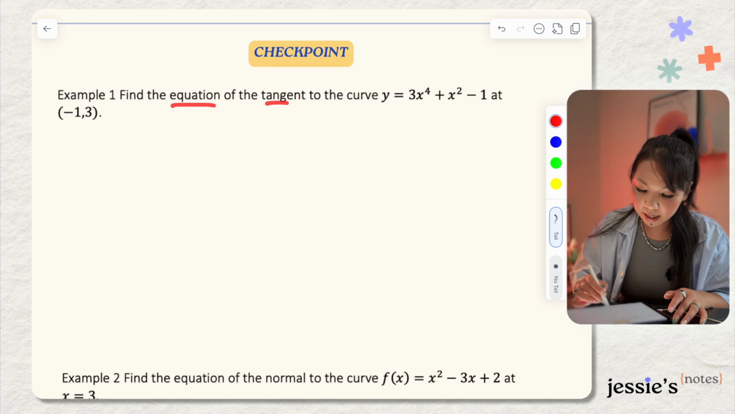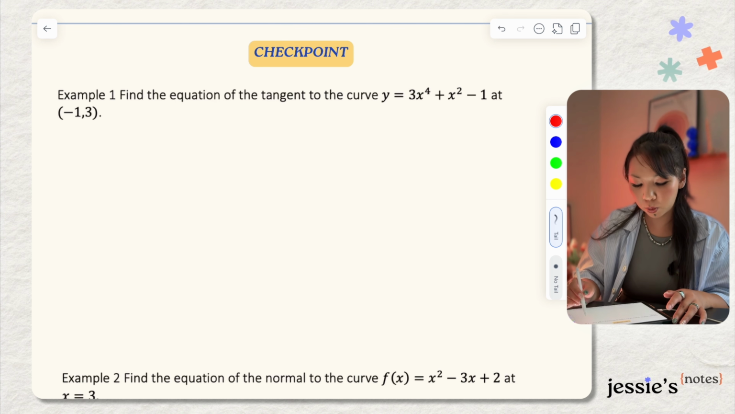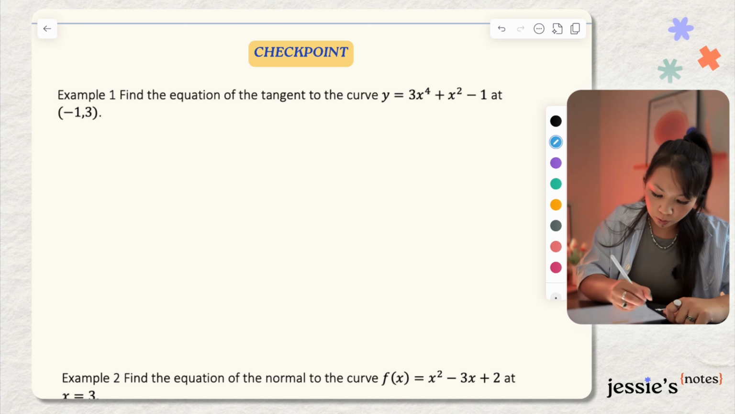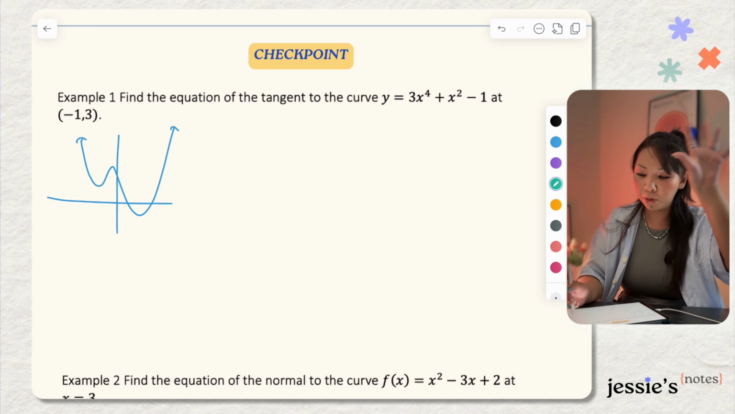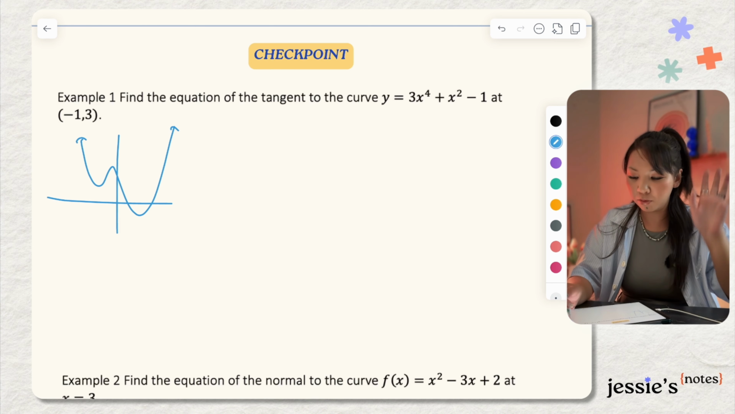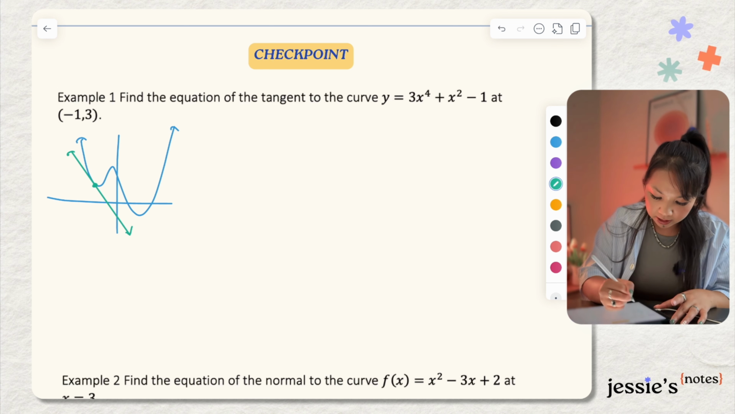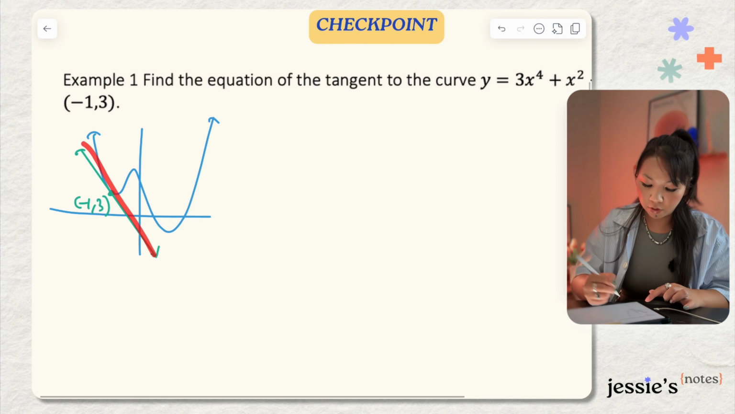Find the equation of the tangent to the curve y is equal to 3x to the 4 plus x squared minus 1 at (-1, 3). Let's just once again visualize what we're doing here. So here I have my curve. Now I'm not drawing it accurately by any means. I'm just drawing some sort of curve so that we have an idea what's going on. Let's say that this point here is (-1, 3). Okay, so my job is to find the equation of this line.